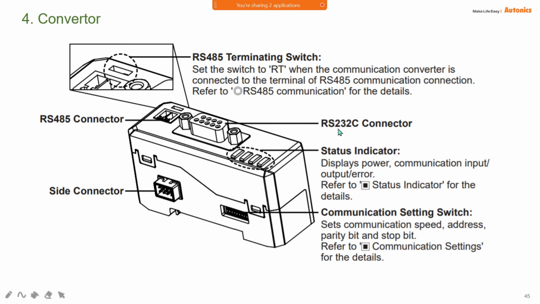Okay, this one is an RS232 connector, and the side connector attaches to the amplifier. There is also a status indicator, displaying power, communication input/output or error. You can refer to the status. And then this one is a communication setting switch to set the communication speed, address, parity bit and stop bit. You can refer to the communication setting details in the manual.